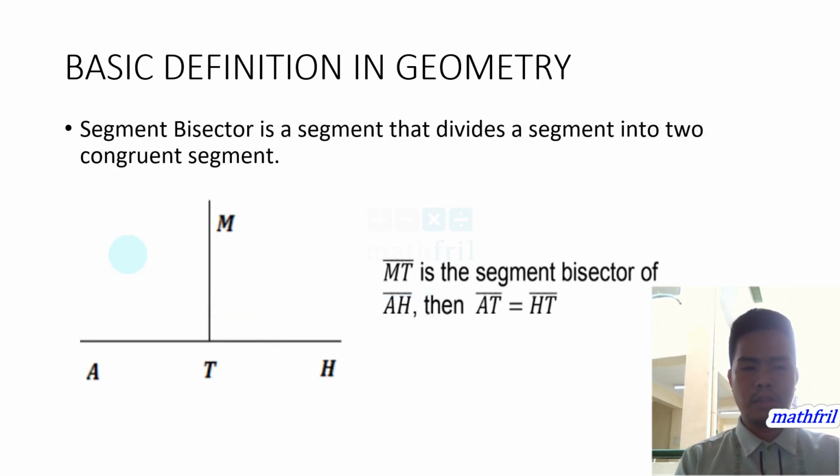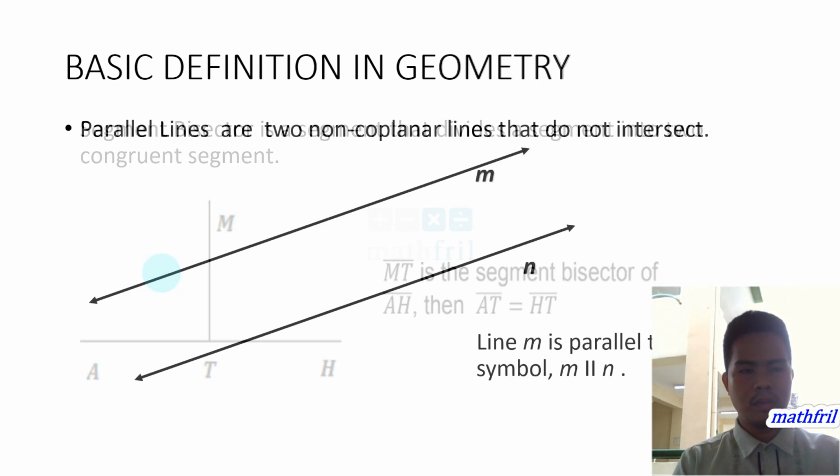Segment bisector. A segment bisector is basically a kind of midpoint, but it is formed by a segment. Again, it is a segment that divides a segment into two congruent segments. So in this illustration, we can see A, P, H, here M as our segment bisector.